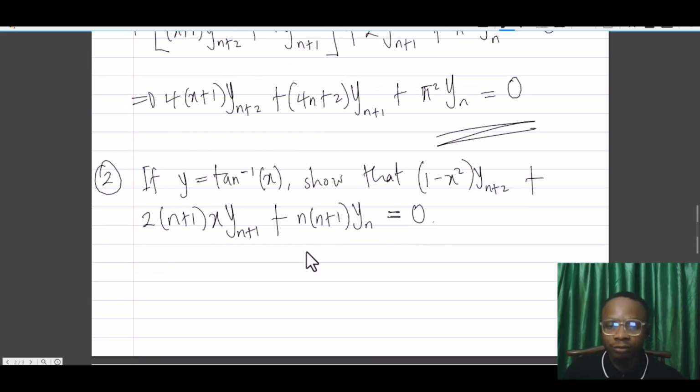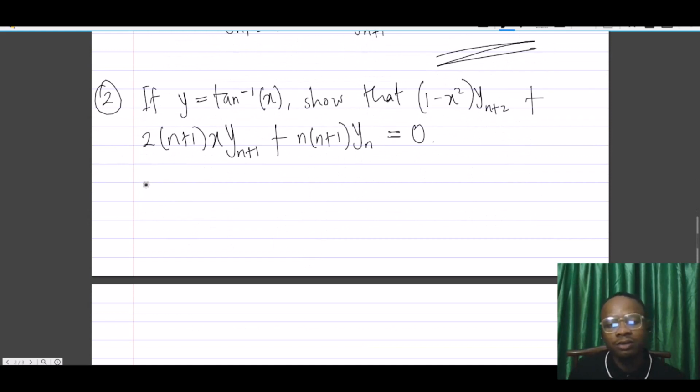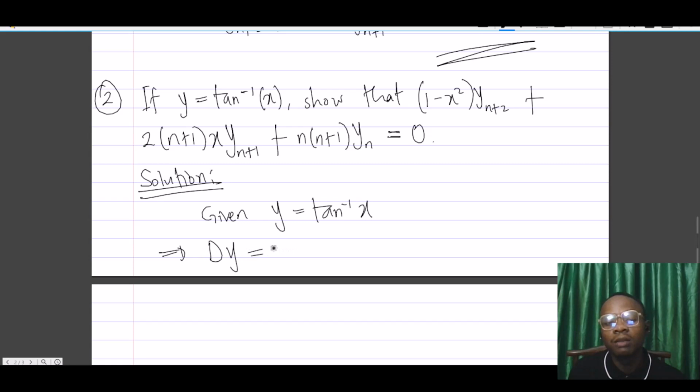We are given y equal to tan inverse of x. So, solution. We're given that y equals tan inverse of x. From this, we can get our first derivative, dy/dx, or if you like, y sub 1. The derivative of tan inverse of x, we've used that a number of times now, is 1 over 1 plus x squared. And the second derivative is y sub 2.